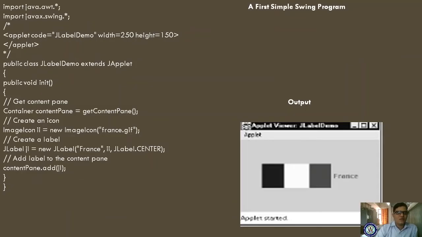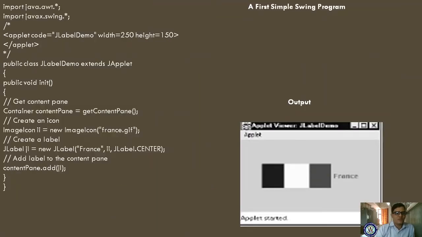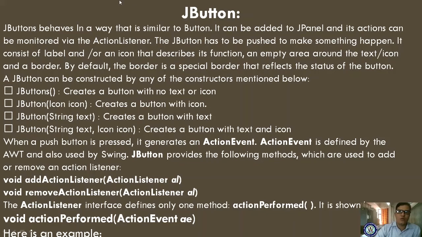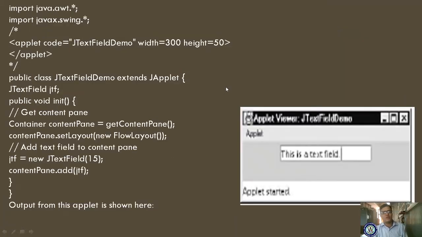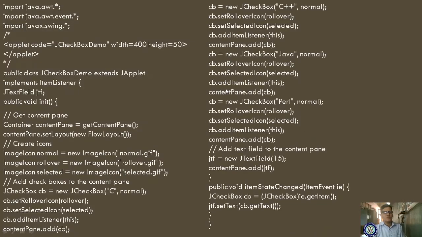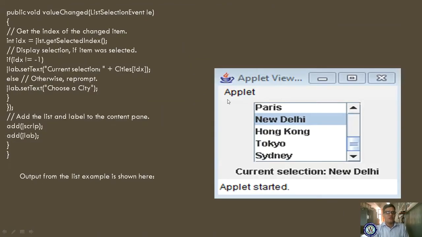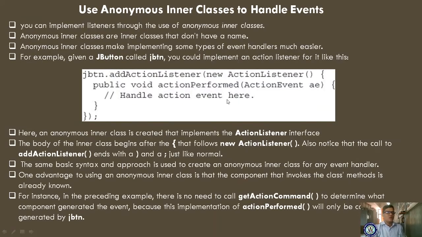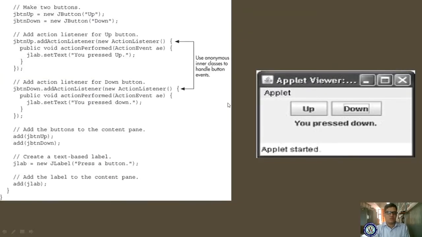Here is a sample example of your label control. It is a button control, JButton control, and JTextField control, and checkboxes, list box, and anonymous inner class. So that's it. These questions are very important, please go through them.